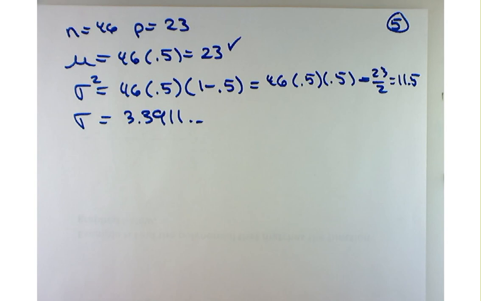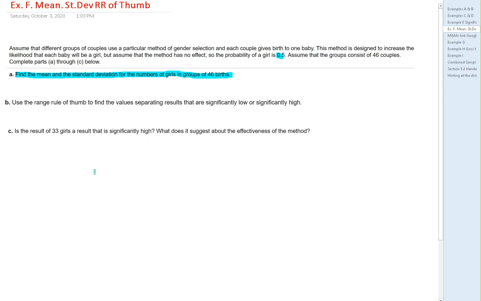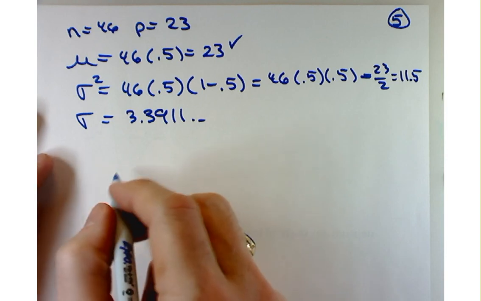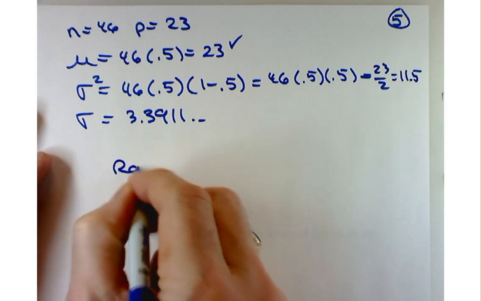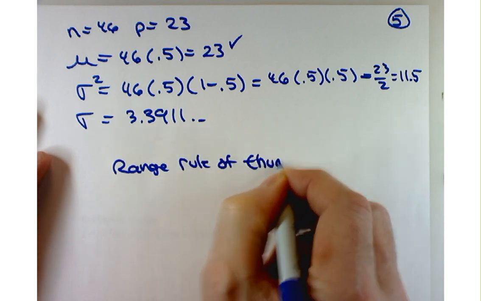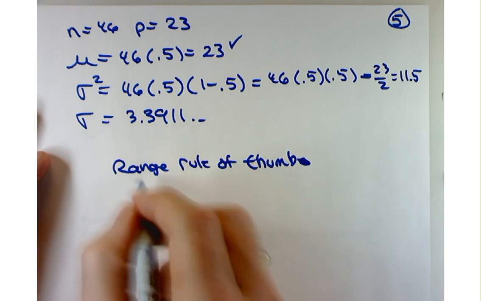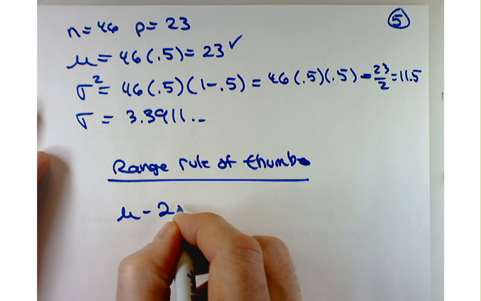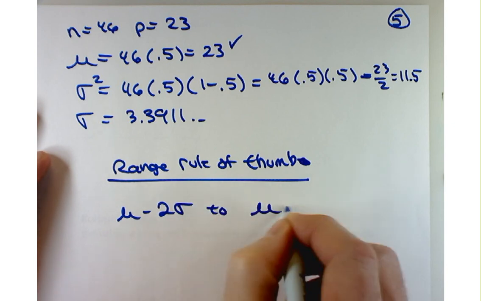But that is only part of the problem that we've got here. It says use the range rule of thumb to find the values separating results that are significantly low or significantly high. So the range rule of thumb says that our typical values are going to lie within 2 standard deviations of the mean. So according to the range rule of thumb, I want to calculate mu minus 2 sigma to mu plus 2 sigma.